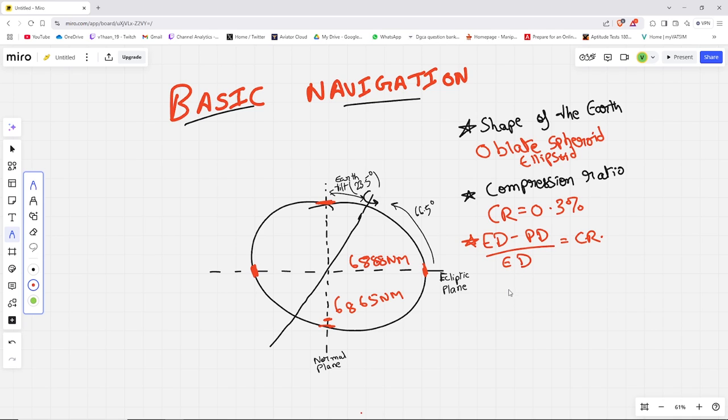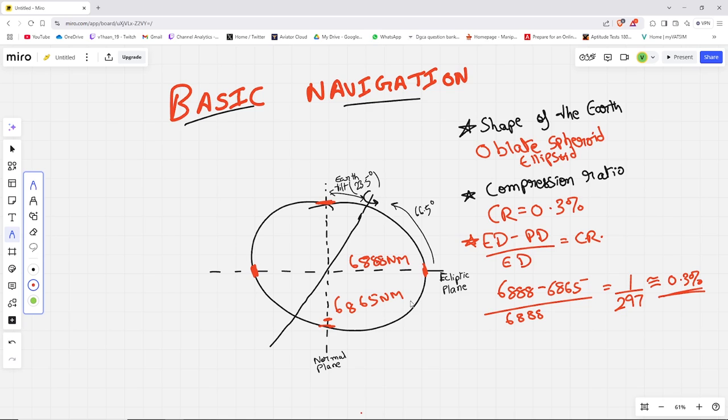Applying these values into this formula, the equatorial diameter 6888 minus the polar diameter 6865 upon the equatorial diameter 6888 gives us the compression ratio, which is 1 by 297 to be precise, roughly 0.3%. This is the compression ratio.